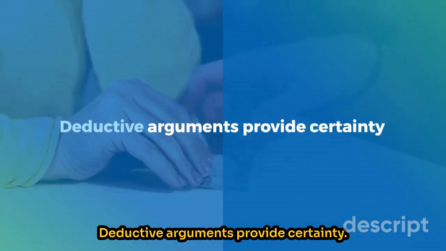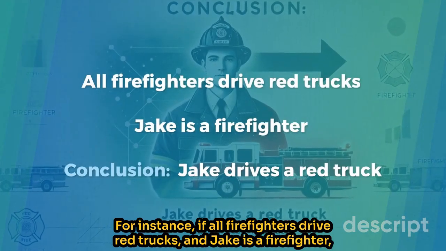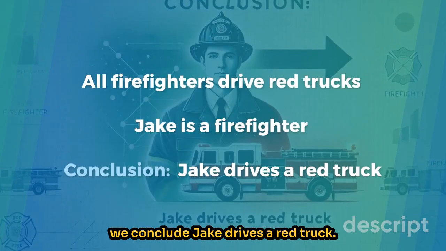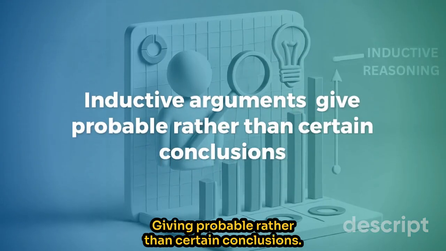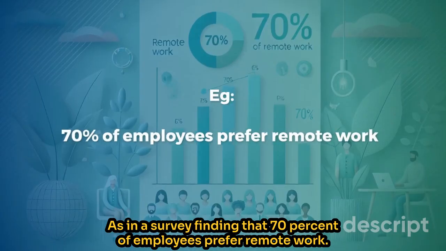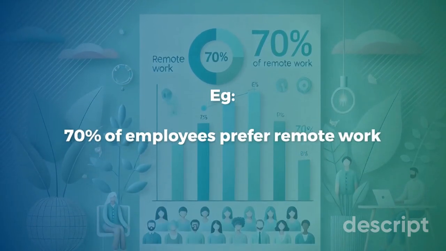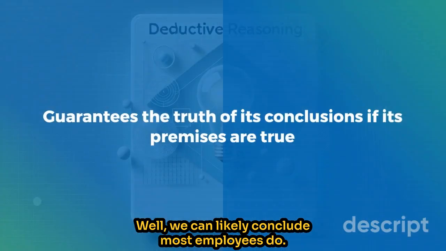Deductive arguments provide certainty. For instance, if all firefighters drive red trucks and Jake is a firefighter, we conclude Jake drives a red truck. Inductive arguments are different, giving probable rather than certain conclusions, as in a survey finding that 70% of employees prefer remote work. Well, we can likely conclude most employees do.